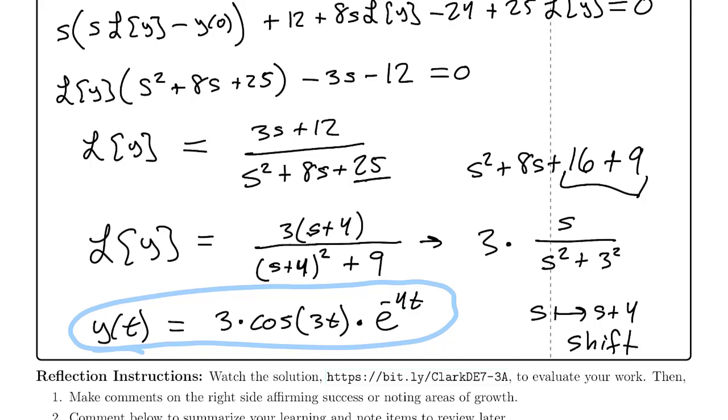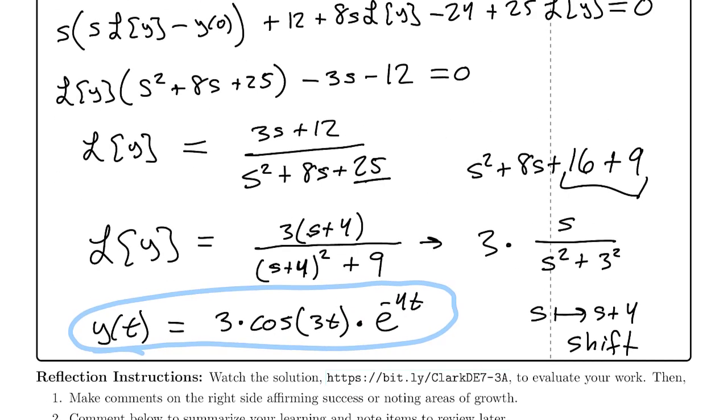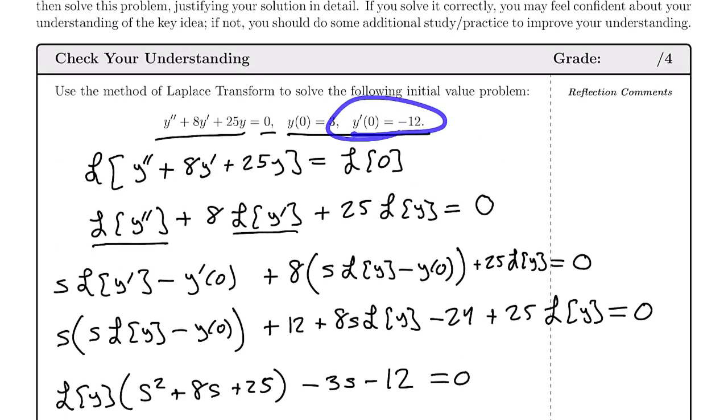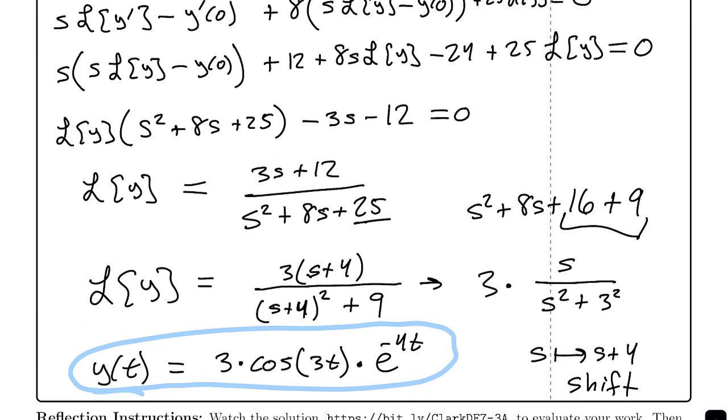And if you think about that with the initial conditions, the initial position was supposed to equal 3. Well, if I plug in 0, cosine of 0 is 1, that'll give me the 3, e to the 0 is 1, so the initial position is 3. And if I take the derivative of this and then plug in 0, this negative 4 will come down. Negative 4 times 3 is negative 12 from the derivative, and I will get a negative 12 as my initial velocity. So this problem is illustrating a couple things.